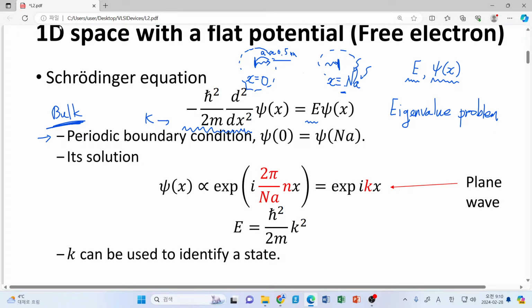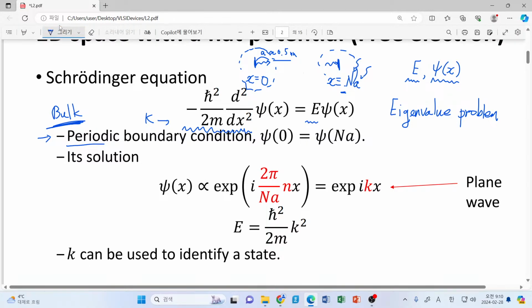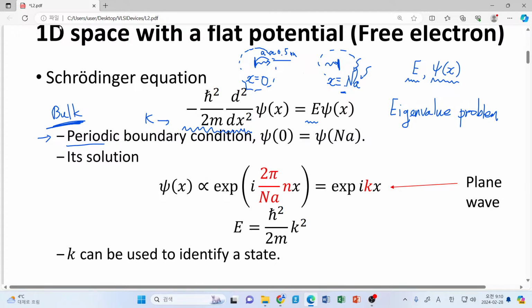That's the reason why we are justified to use this periodic boundary condition. Since this system is periodic, there is no surface concentrated state, so now we can use this periodic boundary condition. So once we accept this periodic boundary condition, the leftmost boundary and the rightmost boundary should be the same, then we can immediately understand this is the possible solution.